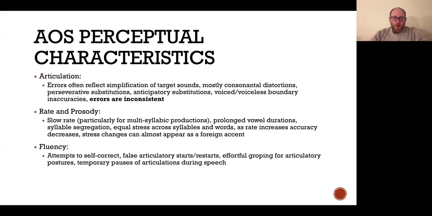As far as fluency goes, people with apraxia tend to have attempts to self-correct pretty frequently. They might have false articulatory starts or restarts. So they're going to say something, they stop, and they're going to go again. Again, effortful groping. I'm not even going to try to show you personally what that looks like. I'll wait for the video. And then they can have temporary pauses of their articulations during speech.